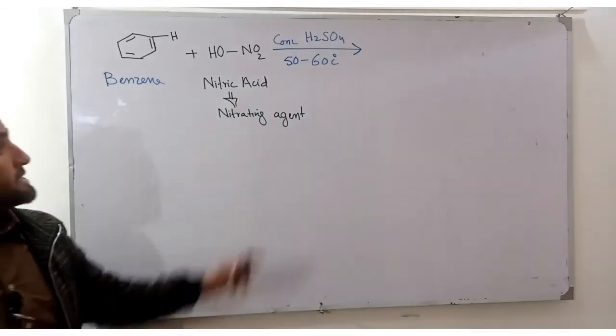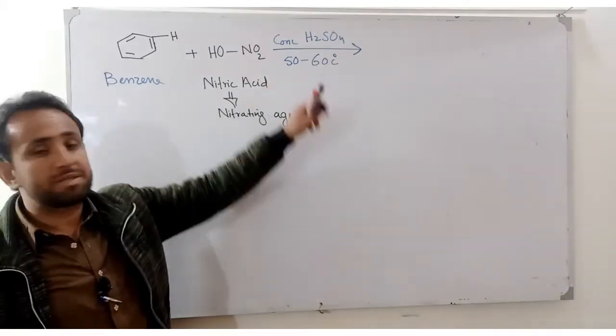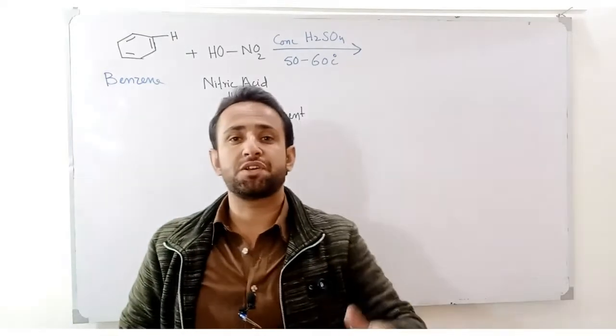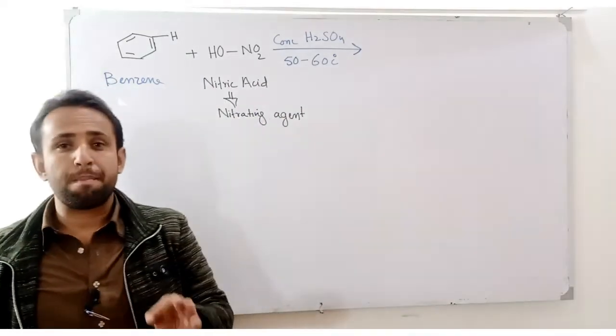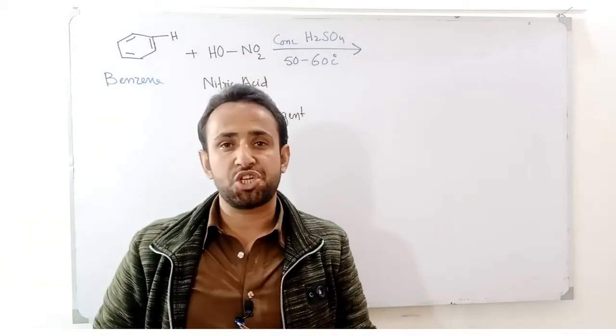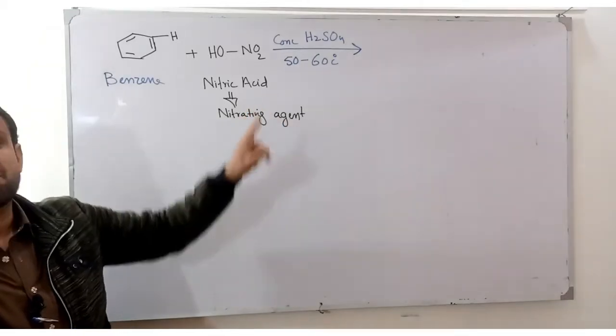Why do we use this range of temperature in this reaction? I mean, from 50 to 60. In some books it is written from 50 to 70 degrees centigrade. So it doesn't matter. This is the common range which is taken in the case of nitration. So I will tell the reason why we use this range of temperature.